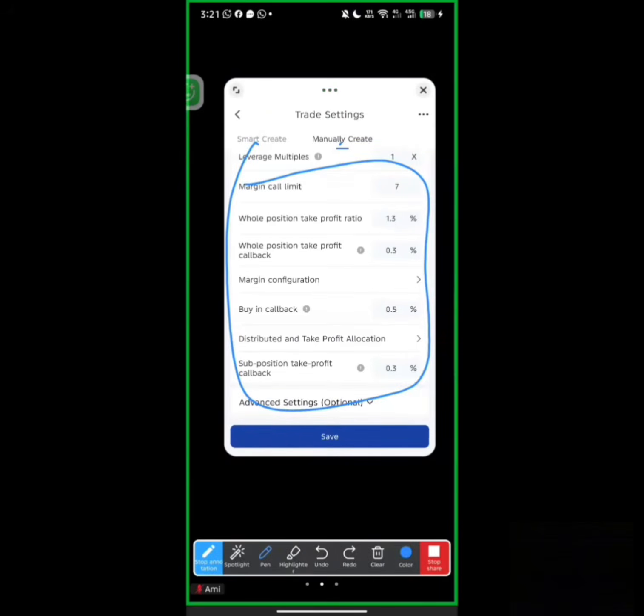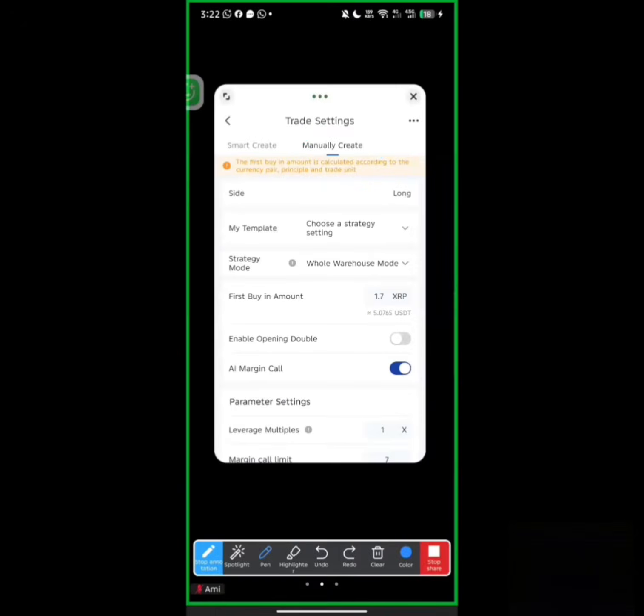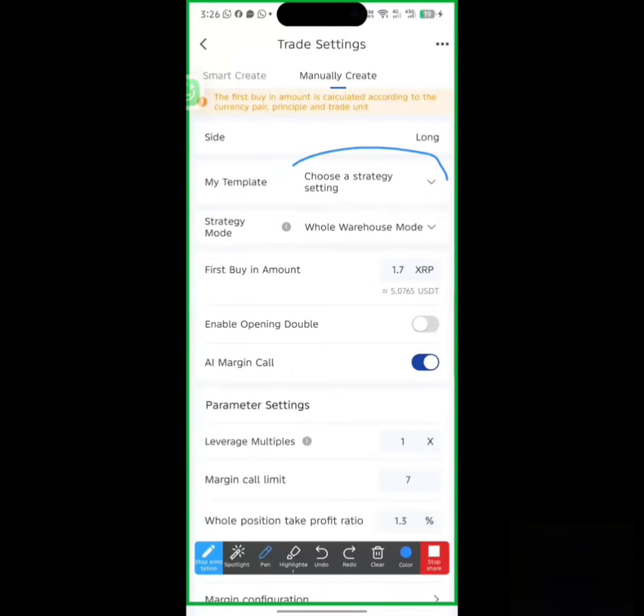The manually create also has a base setting. We are not using the base setting that is there. We are not using all these settings. You have to import your own setting. So how do you import your own setting? You click on manually create, then you have to click on choose a strategy setting. So I'm going to click right there, choose a strategy setting.